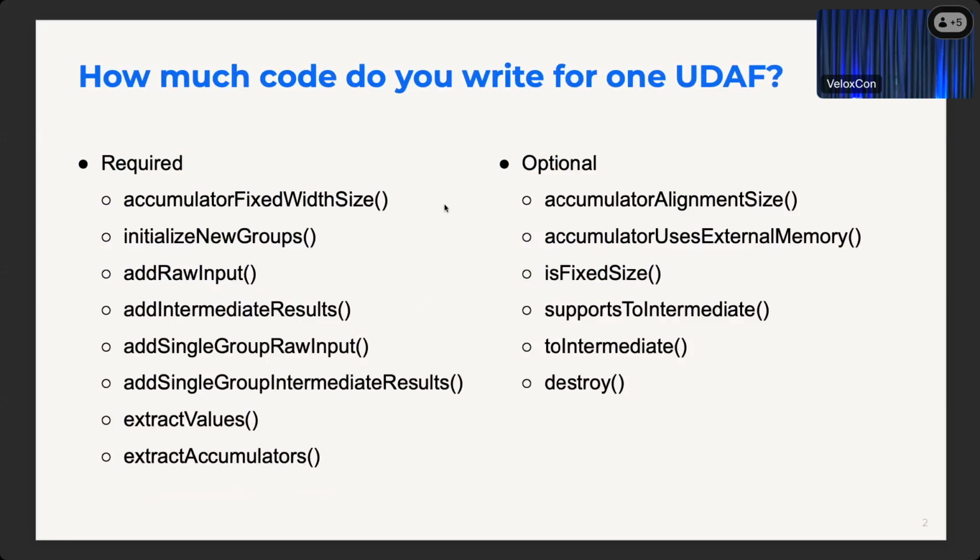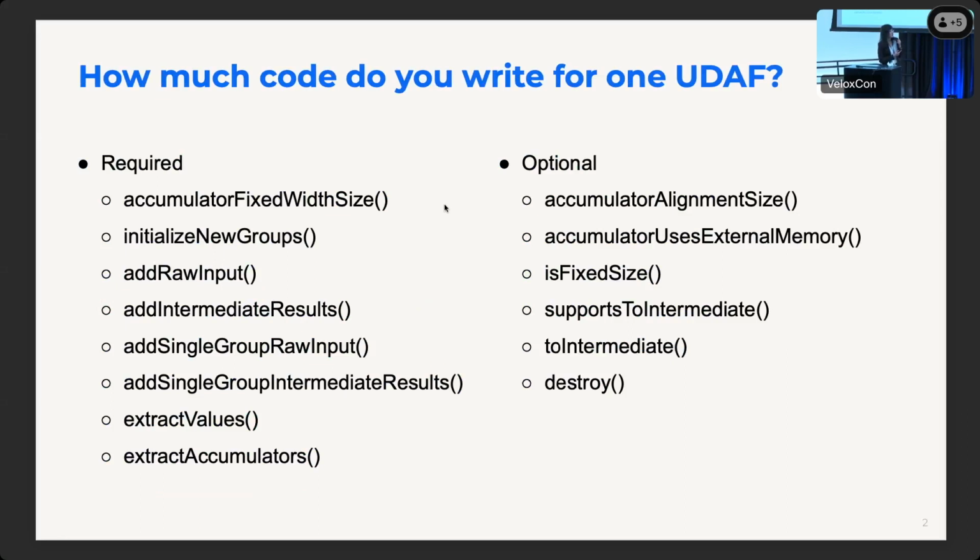Well, let's look at how much code the author would need to write for one user-defined aggregation function, or we call it UDAF. With the existing interface, the author needs to implement 8 required methods. And then depending on the properties of the accumulator or whether the author wants their own toIntermediate logic, they can also implement 6 optional ones. So there are 2 problems with this existing API.